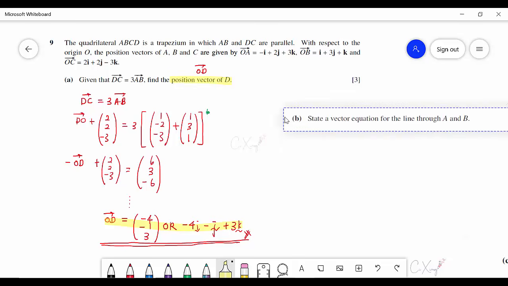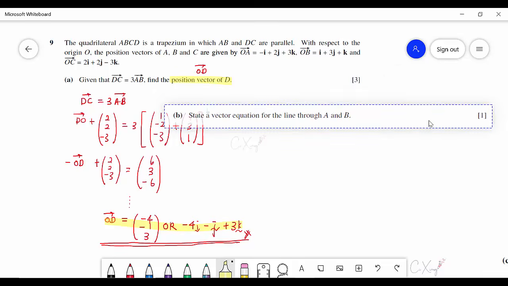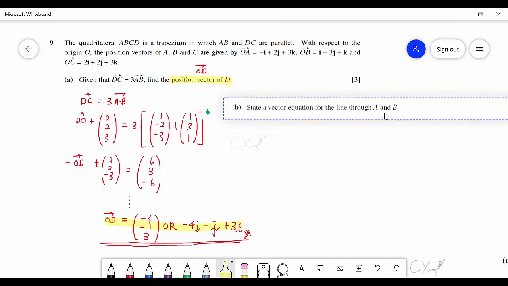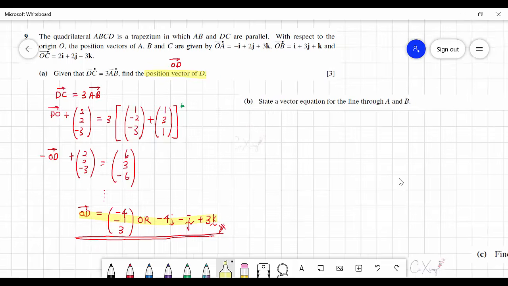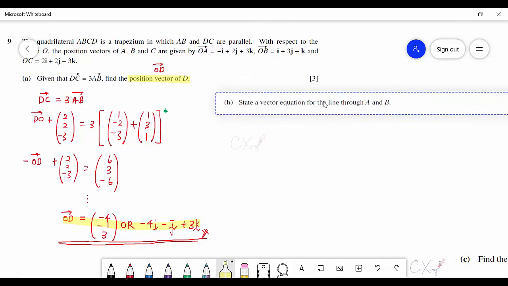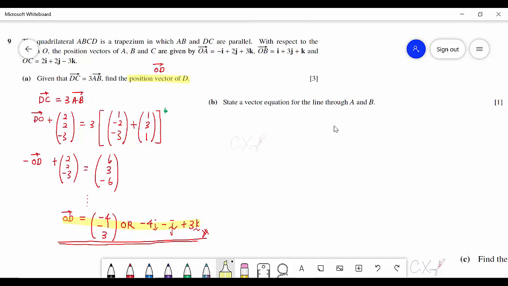Now we can continue to part B. They want you to state the vector equation for the line through A and B. So maybe we can put it here. What is the vector equation for the line through A and B? That means you have point A and point B, and we want the vector equation for this line.